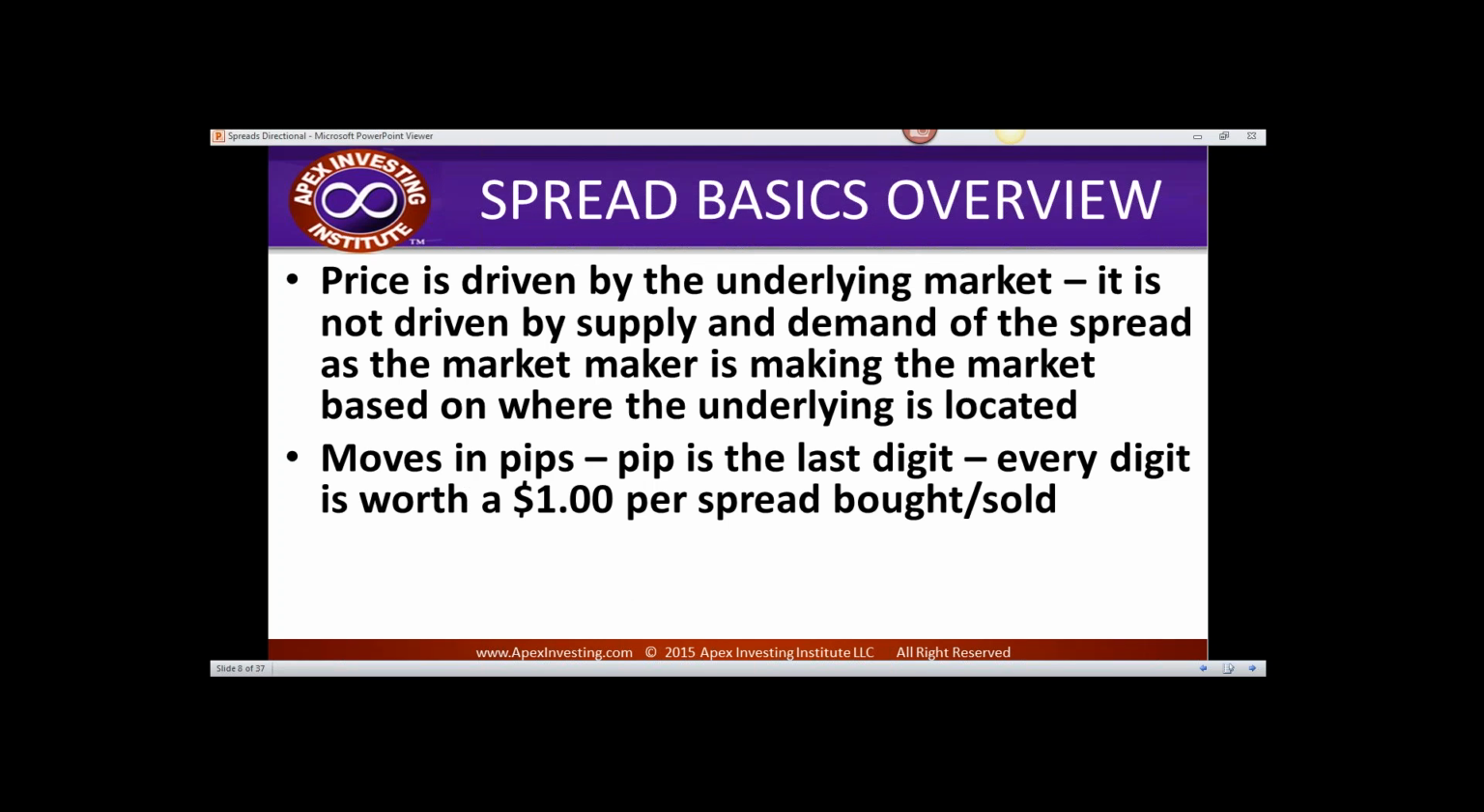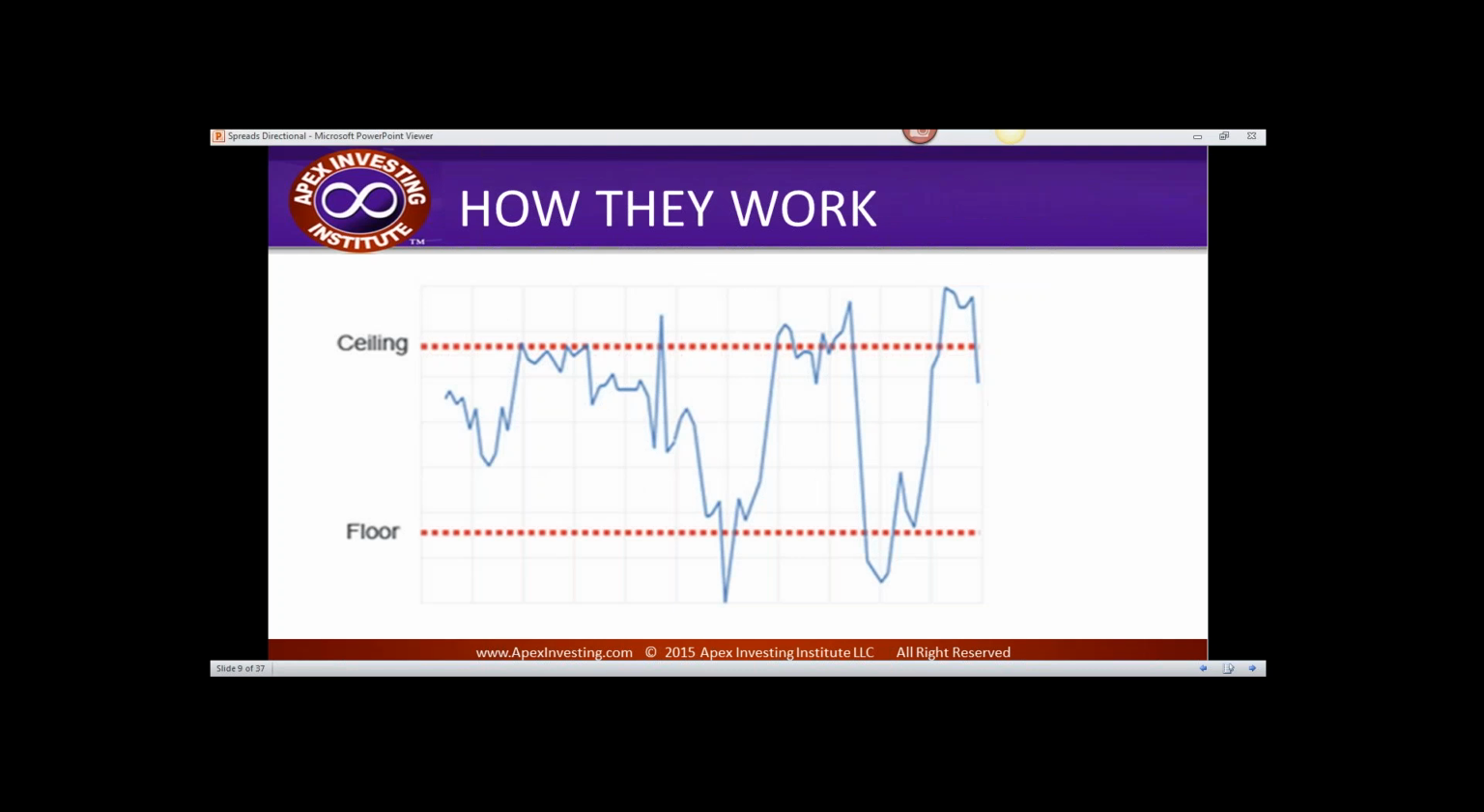The price is driven by the underlying market. It's not driven by supply and demand of the spread, as the market maker is making the market based on where the underlying is. And what does that mean? I'm going to explain that here for you. It moves in pips, whether you want to call it a pip or a tick. It's the last digit quoted on the Nadex exchange. Every digit is worth $1 per spread, whether you bought or sold the spread.